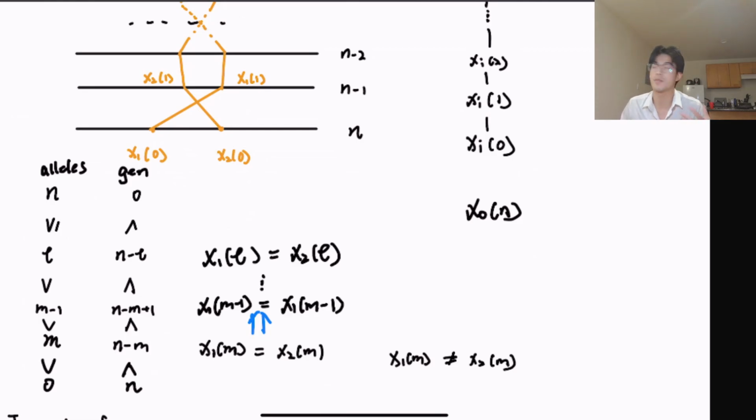Meaning that its parents cannot be the same, right? We cannot have x1m and x2m having the same parents and then their children being different. This is impossible in the Wright Fisher model, right? So what is the probability of this happening given x1m does not equal x2m? What is the probability that their parents are different?